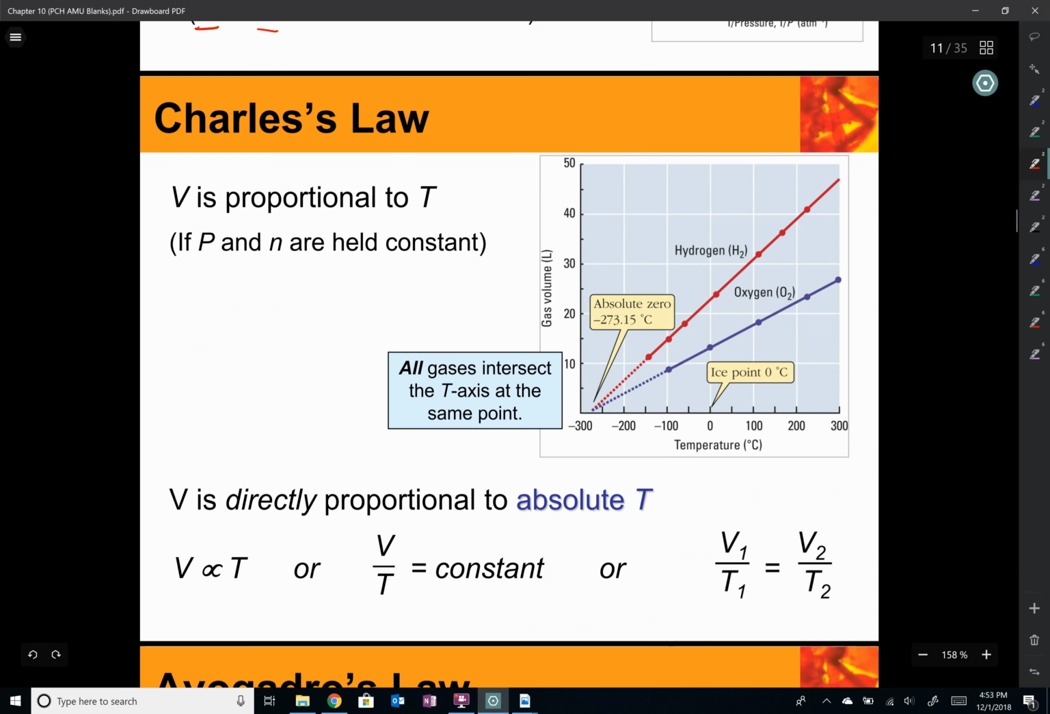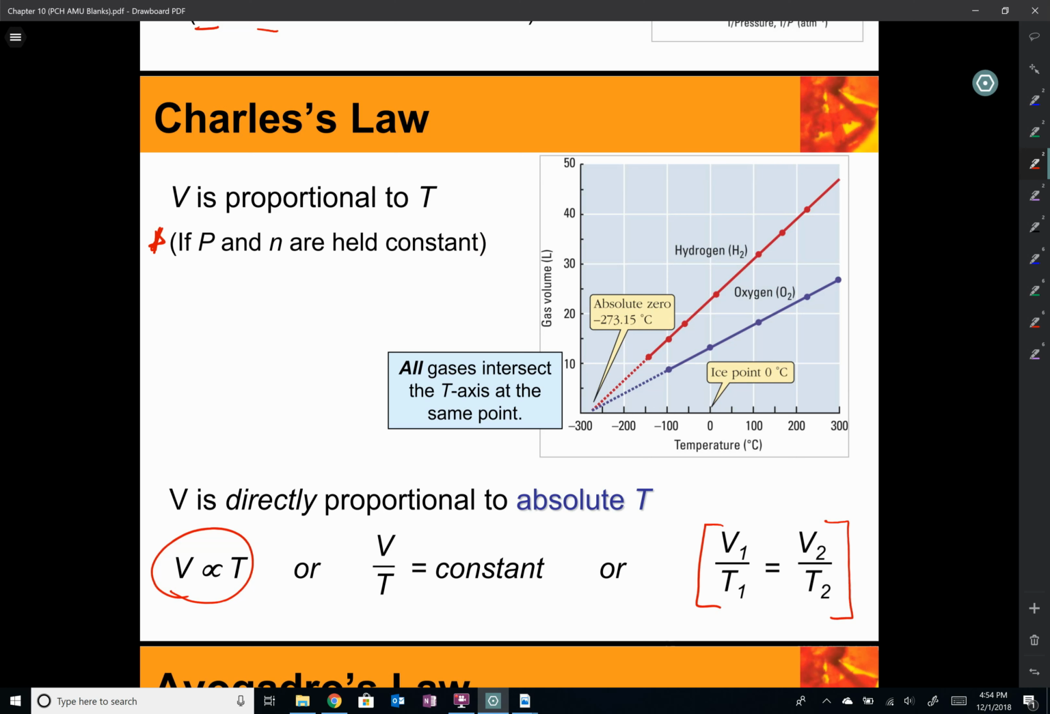Charles's law is basically telling us that volume is proportional to temperature. And again, we have to hold pressure and moles constant. So if pressure and moles are held constant, volume is directly proportional to temperature. And if we do a little bit of rearrangement, we again get to a very useful condensed equation, where V1 over T1 equals V2 over T2.